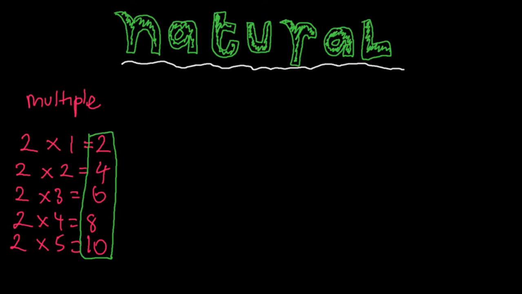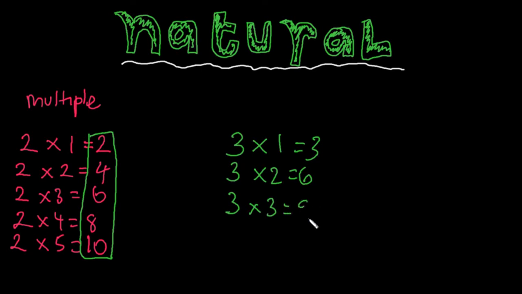So let's take another natural number. Say we had the natural number 3. So the same process again. We want to find our first multiple of 3, so we multiply that by 1. We have our second multiple of 3, our third multiple of 3, our fourth multiple of 3, and so on. So we have our 5 multiples of 3.